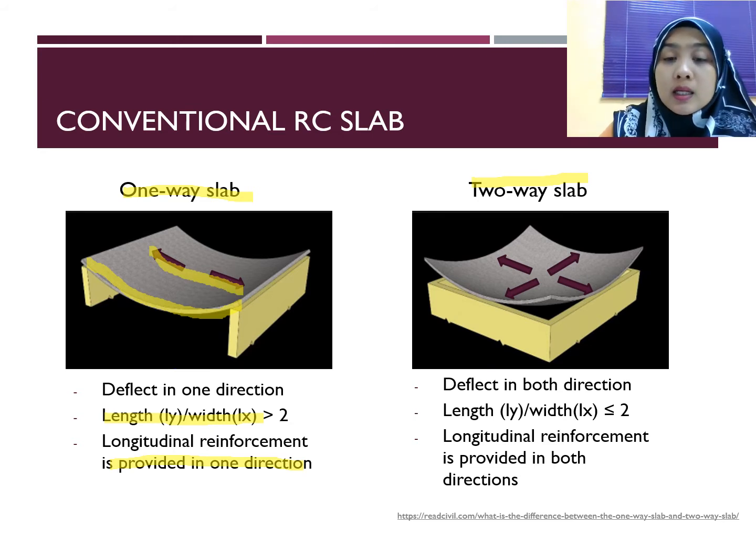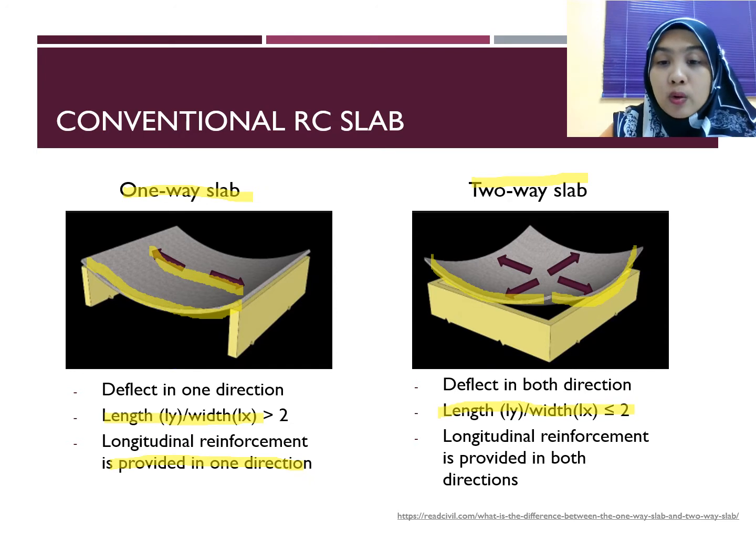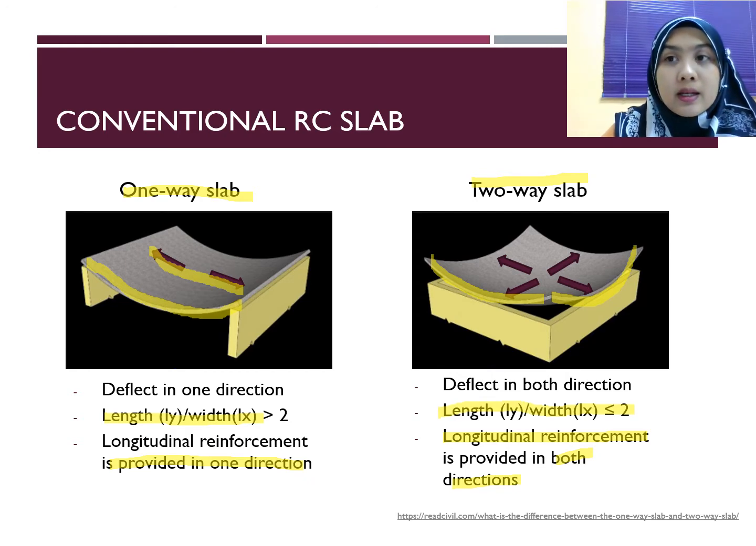For two-way slab, the slab will deflect in both directions, and the length over width ratio is actually less than or equal to 2, and then you need to provide longitudinal reinforcement in both directions. Okay, so it means you need to design in Lx direction and you need to design in Ly direction.